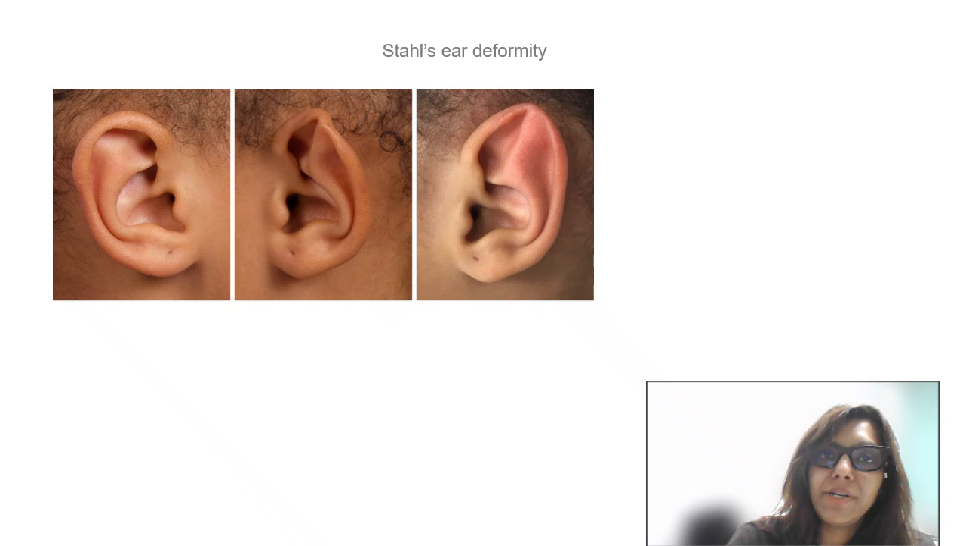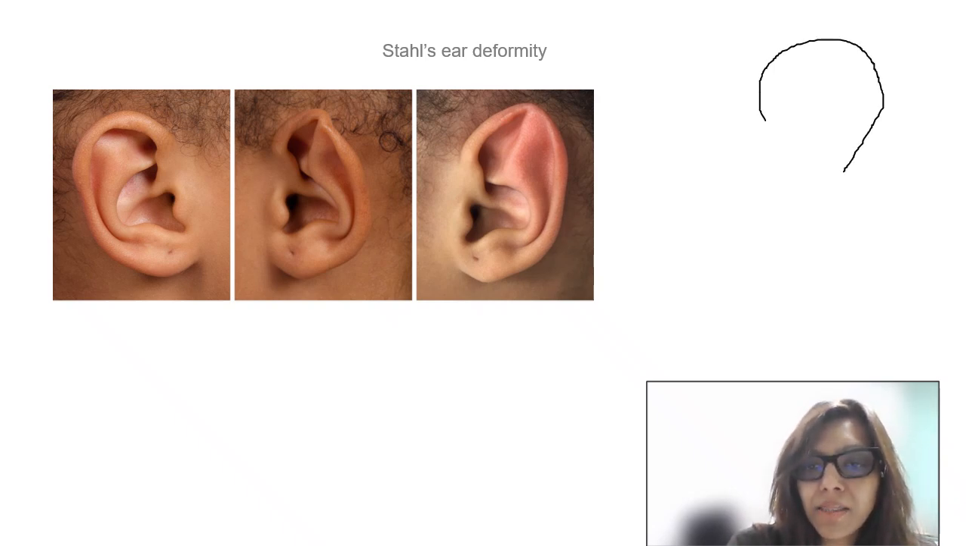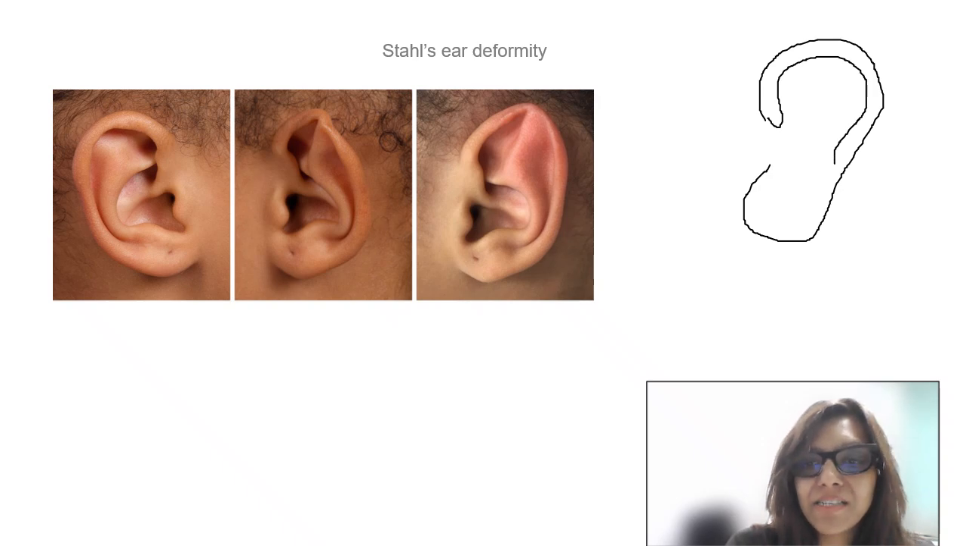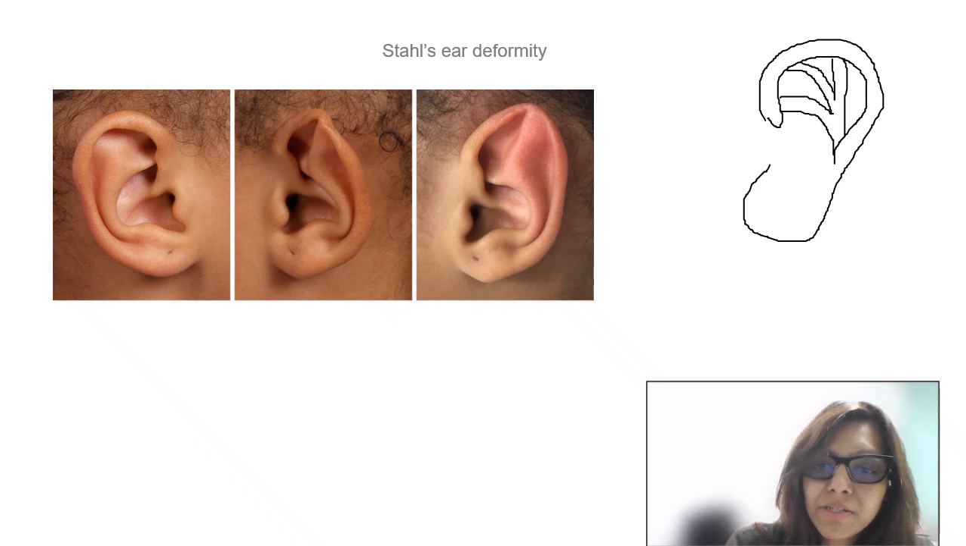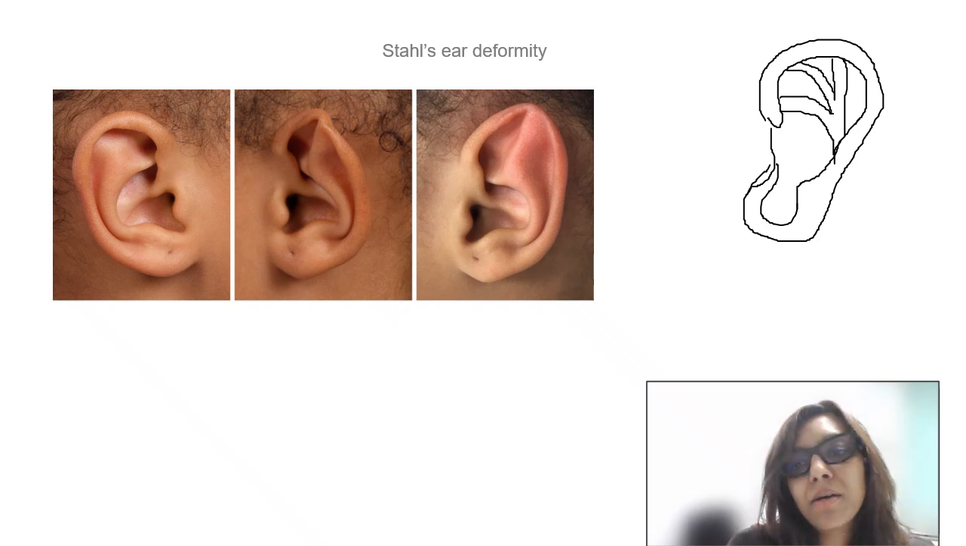So a Stahl's ear deformity is relatively simple. If you've understood the anatomy, it's like cake. So this is the helix and the lobule. This is the helical cartilage, and the problem with the Stahl's ear deformity comes with the antihelix, or the crura of the antihelix to be specific. This is the inferior crus and you have the superior crus. In Stahl's ear deformity you have a third crus or the middle crus. That is the problem with the Stahl's ear. The rest of it is relatively normal: the tragus, the antitragus and the cavum.